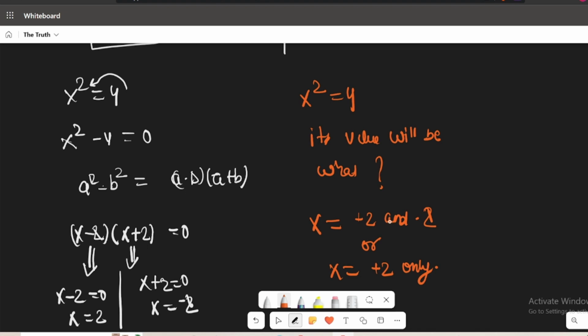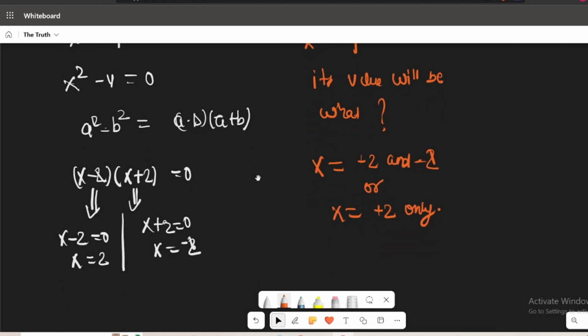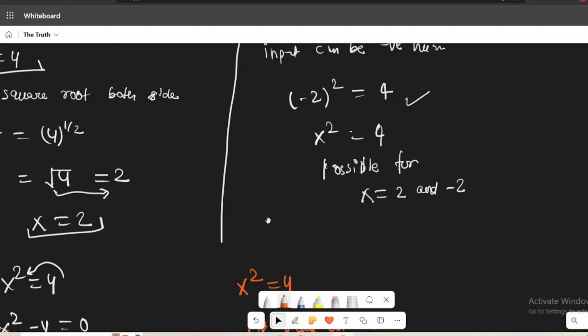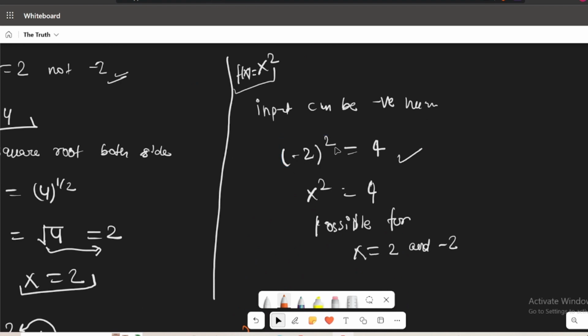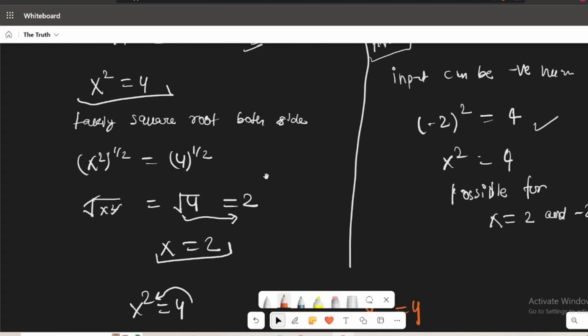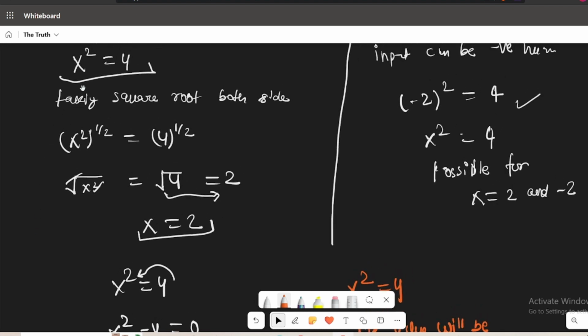What will you say? You might be thinking that we are getting x = +2 and -2 by two methods, right? Like this factorization method, and also I have shown that (-2)² = 4. Input can be a negative number because this is our x² function. So this is true. So what's the flaw in this? What's wrong in x² = 4? And if we are taking a square root, we are not doing any crime because we are doing this on both sides. So doing it on both sides is valid in mathematics.